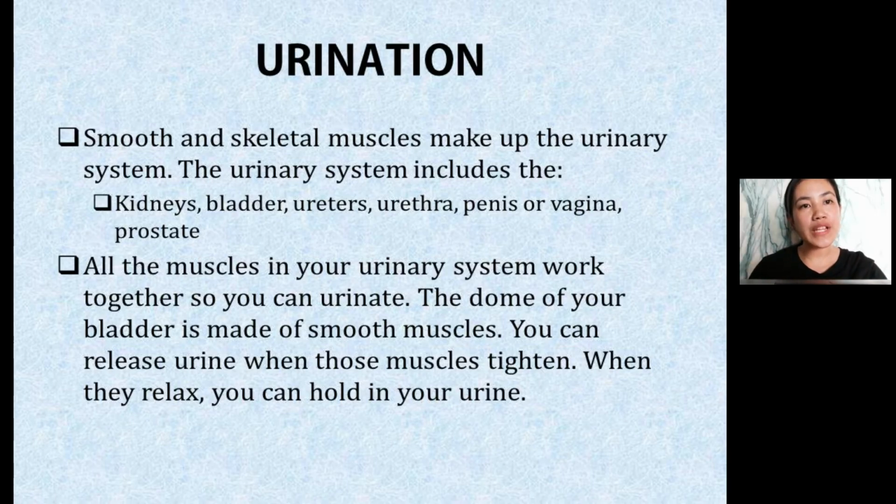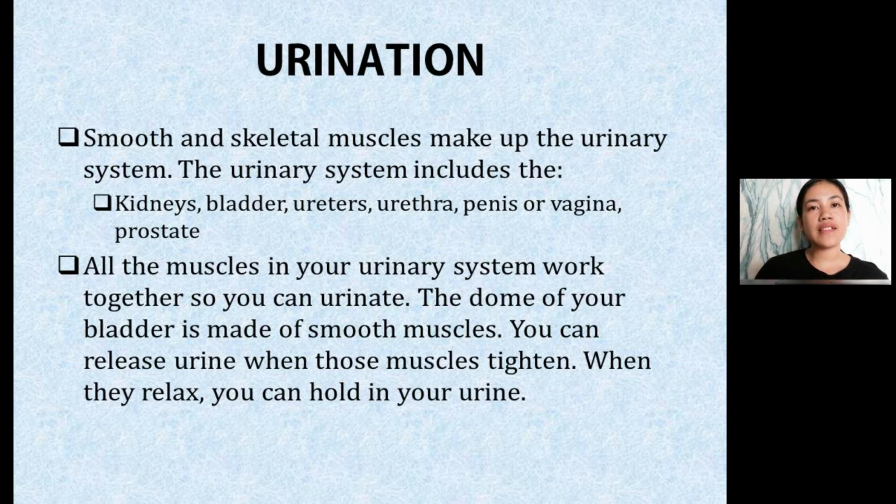Next, let's continue with the urinary system. This system is focused on urination, or the letting out of urine from the body. In this system, how does the muscular system help the urination process? The smooth muscles and skeletal muscles make up the urinary system. And the urinary system includes the urethra, bladder, ureter, penis, vagina, and prostate.